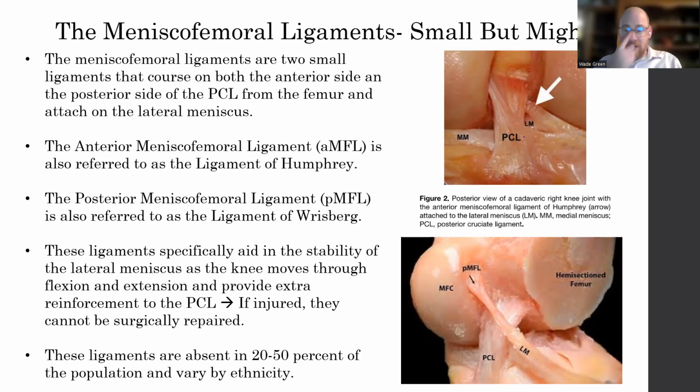The funny thing about these femoral ligaments is that we know what they do. They provide dynamic stability to the lateral meniscus, and they aid the PCL a little bit in its movement through flexion and extension, providing a little added stability to the PCL as well. Now, a crazy thing: anatomic studies have demonstrated that these ligaments are absent in 20 to 50% of people, and that tends to vary based on ethnic group. Really crazy. So some people consider these ligaments to be anatomical variants. They're not present in everyone.